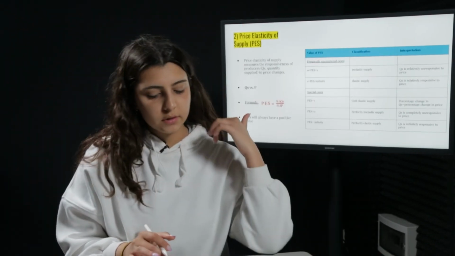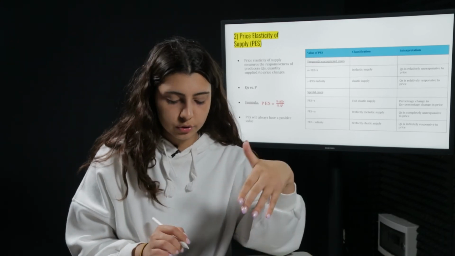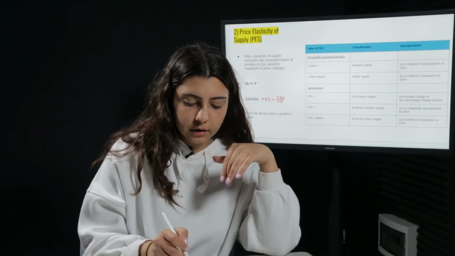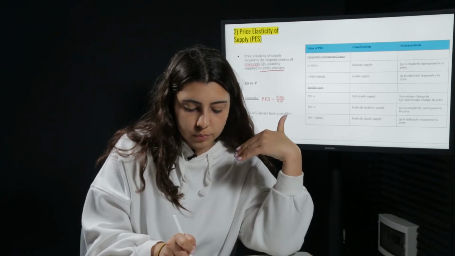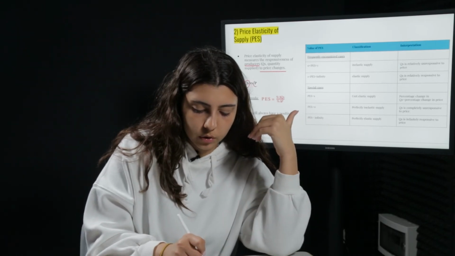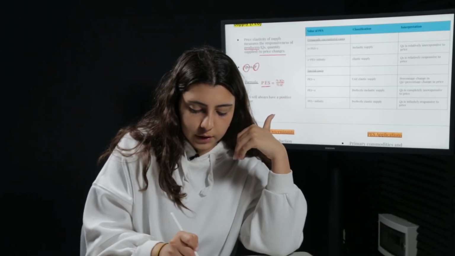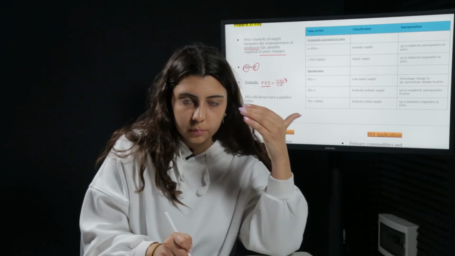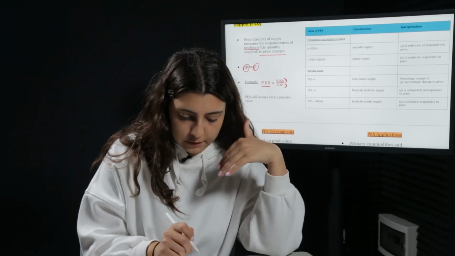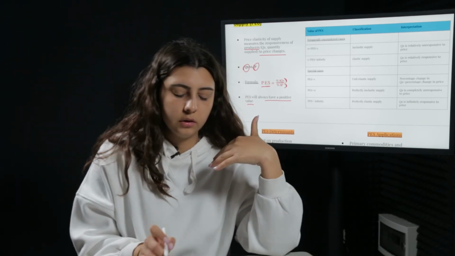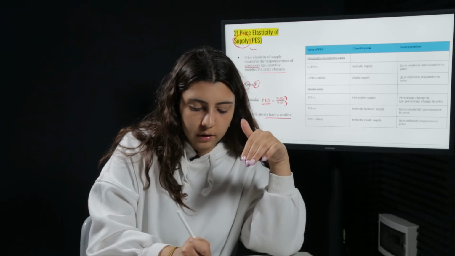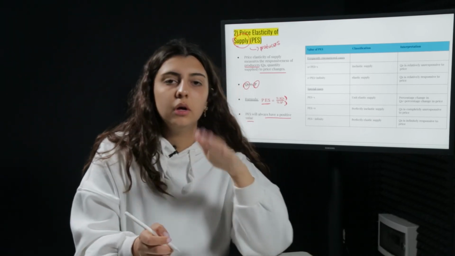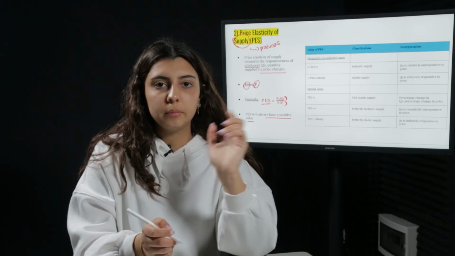Our second elasticity is the price elasticity of supply, also known as PES. And it measures the responsiveness of producers, since it's about supply, to price changes. So PES is also quantity supplied versus price. And the formula of PES is percentage change in quantity supplied over percentage change in price. And it will always have a positive value, unlike PED. And like I said, since PES is about supply, it will be about producers also. And PED was about demand, so it was about consumers.